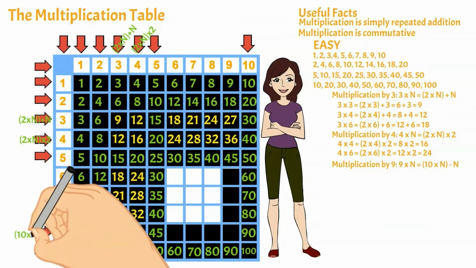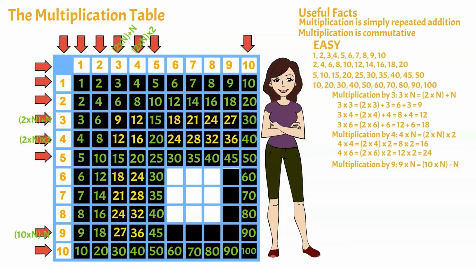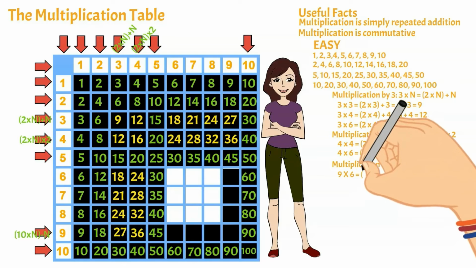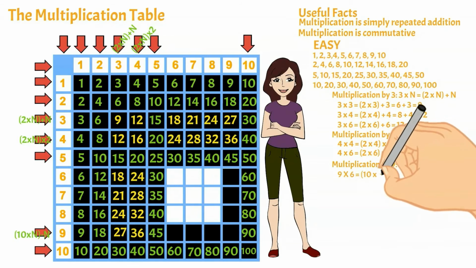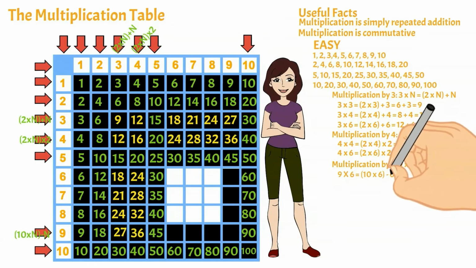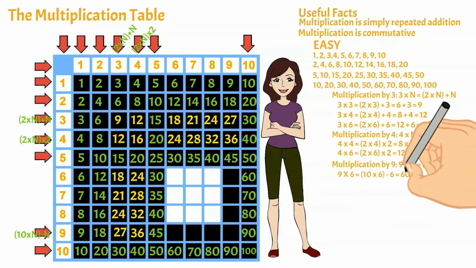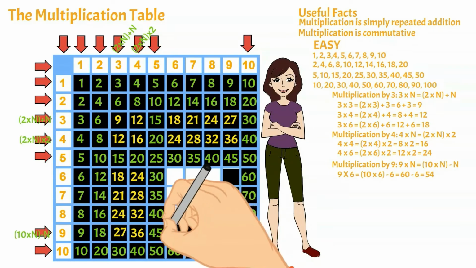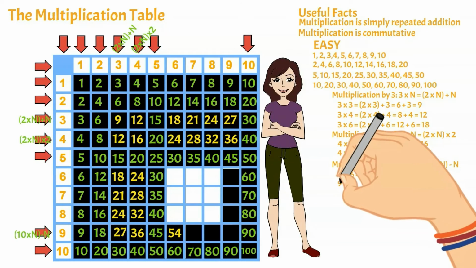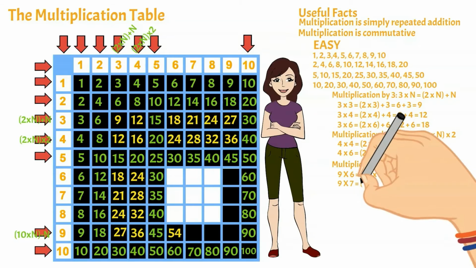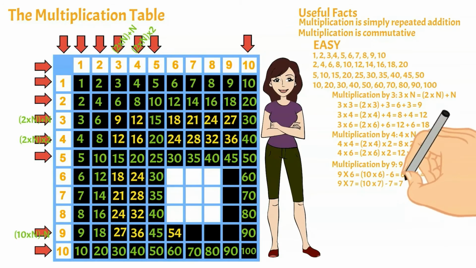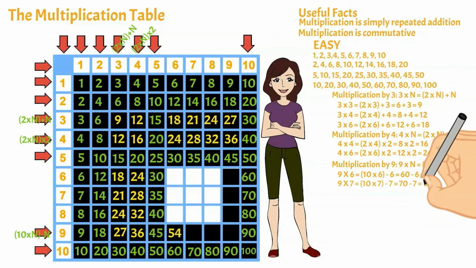The first empty box for 9 is 9 times 6. 9 times 6 is actually 10 times 6 minus 6. It then becomes 60 minus 6, which is equal to 54. Next, 9 times 7 equals 10 times 7 minus 7. This is equal to 70 minus 7, which is equal to 63.